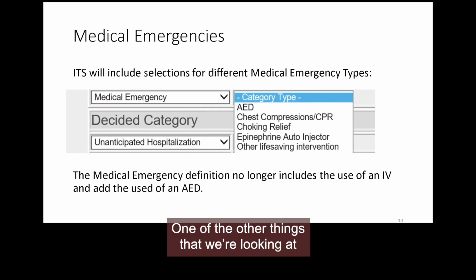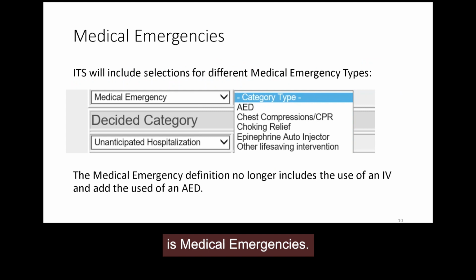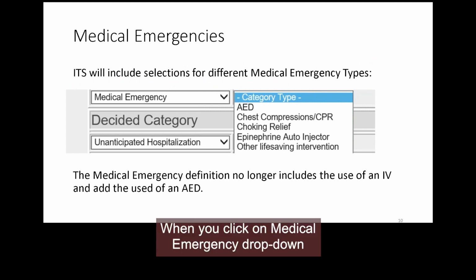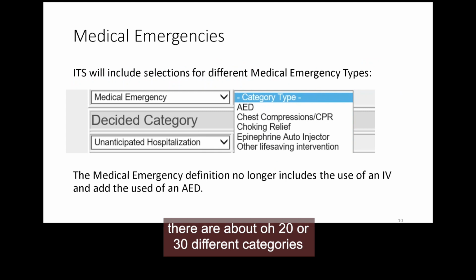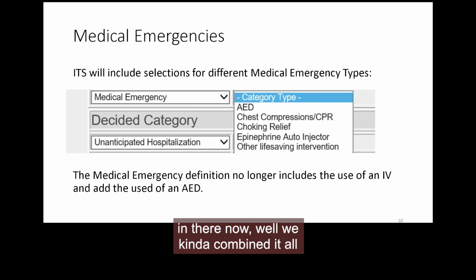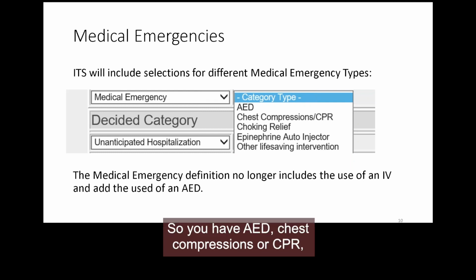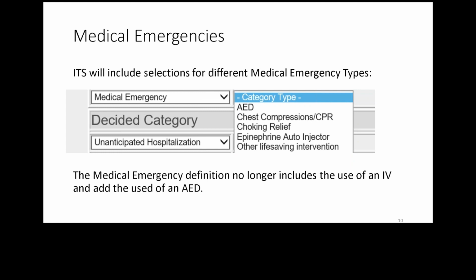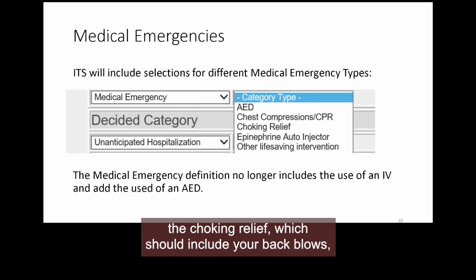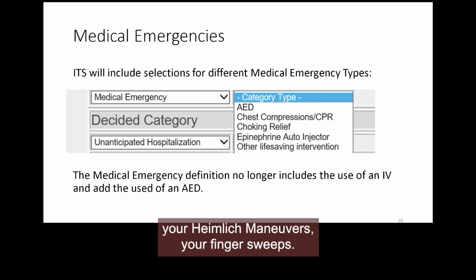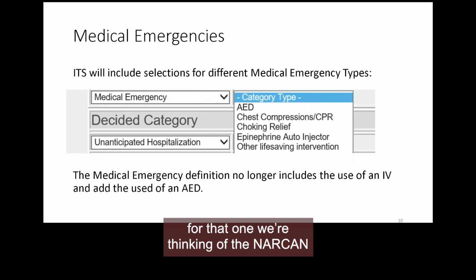One of the other things that we're looking at is medical emergencies. When you click on medical emergency drop down, there are about 20 or 30 different categories in there now. Well, we've kind of combined it all to where it meets these 5. So you have the AED, the chest compressions or CPR, the choking relief, which should include your back blows, your Heimlich maneuvers, your finger sweeps, the EpiPen, and any other life-saving intervention. For that one, we're thinking of the Narcan or anything else that is emergency needed.